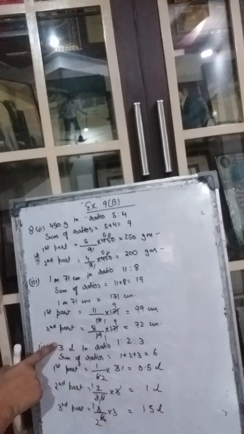Third part will be, what is the third ratio? 3. Upon the sum of the ratio, which is 6, 3 upon 6 into 3. So 3 ones are and 3 twos are. So it is 3 upon 2, that gives you 1.5 liter. You can add these 3 up: 0.5 and 1 is 1.5, and 1.5, that is 3 liter. So that means 3 liter is getting divided in these 3 parts. Okay.